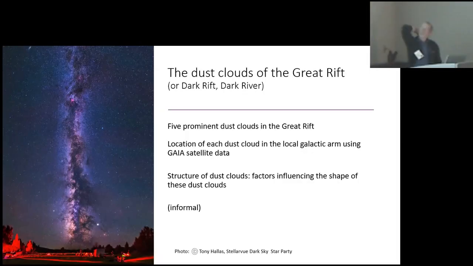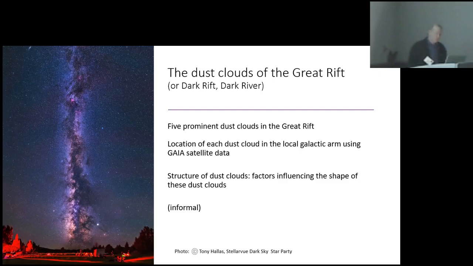The dust clouds of the Great Rift. Thank you all for coming. We're going to talk about dust clouds in the summer Milky Way, and we're going to talk about 5 prominent dust clouds that compose the Great Rift, and the locations of the dust clouds in each of the galactic arms, the Orion spur, our galactic arm, and a little bit about the structure of those dust clouds and what influences the shape.